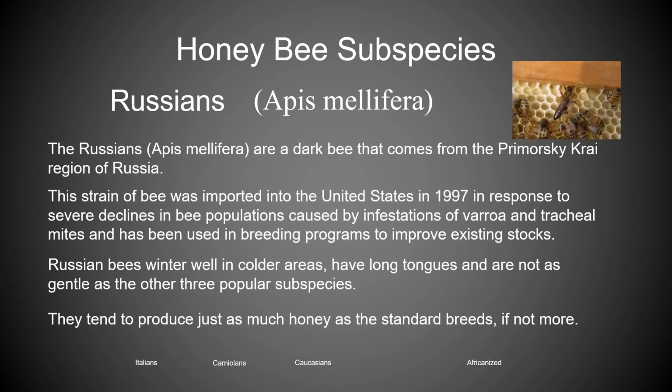The Russians are a dark bee that comes from the Primorsky Krai region of Russia. This strain of bee was imported into the United States in 1997 in response to the severe decline of the bee population caused by the infestation of varroa and tracheal mites, and have been used in breeding programs to improve existing stocks. Russian bees winter well in colder areas, have long tongues, and are not as gentle as the other three popular subspecies. They tend to produce just as much honey as the standard breeds, if not more.